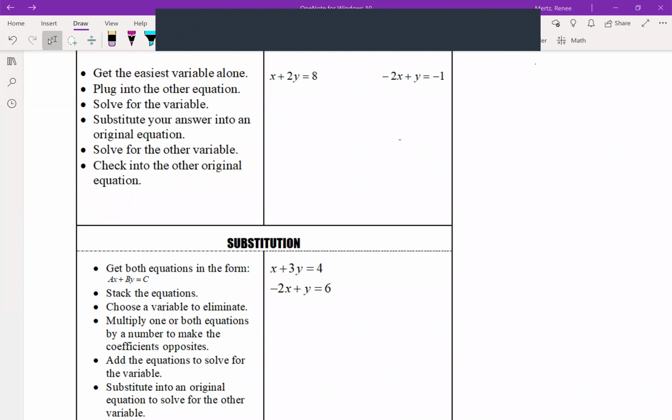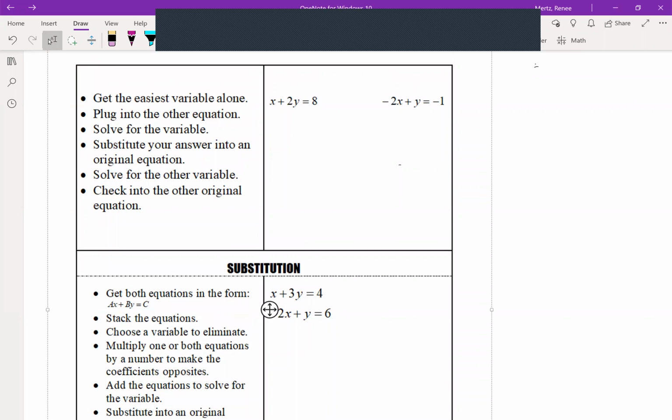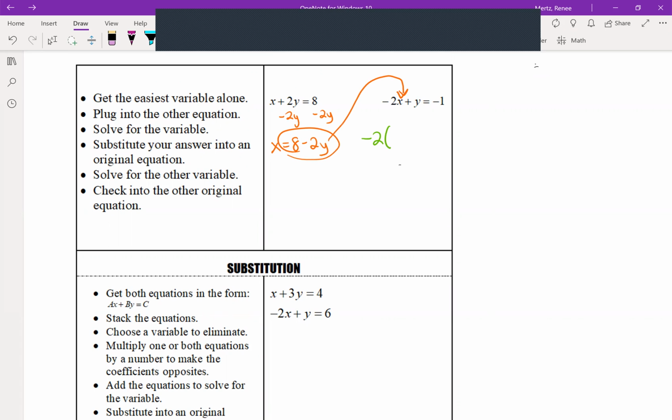All right, so the next way we learned was substitution. So get the easiest variable alone. So I might choose to get this x alone. So I'm going to subtract 2y, subtract 2y. So x equals 8 minus 2y. I'm going to take this and plug it in right here. So -2 times (8 minus 2y) plus y equals -1.